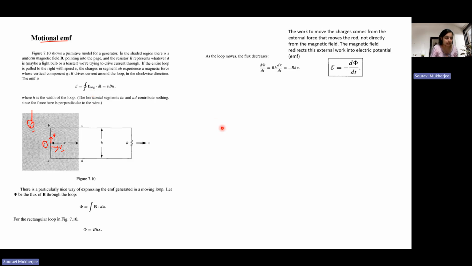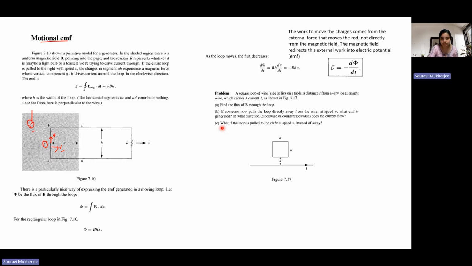This will also be clear as we talk about other examples, where you would see that even when there is no magnetic field in a region, the change of flux can result in net motion of charges, or net electric fields can get generated.